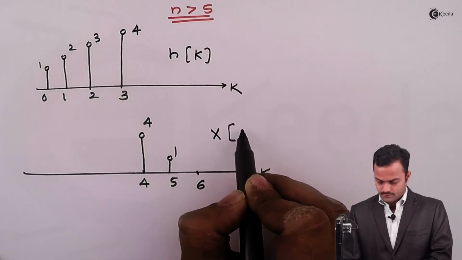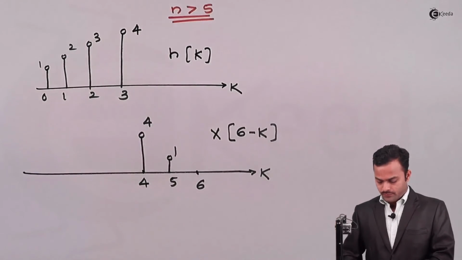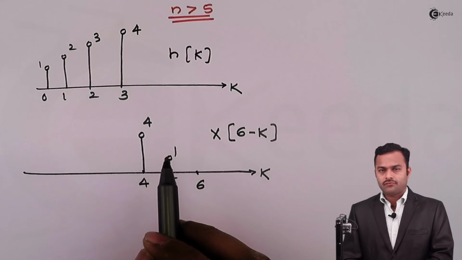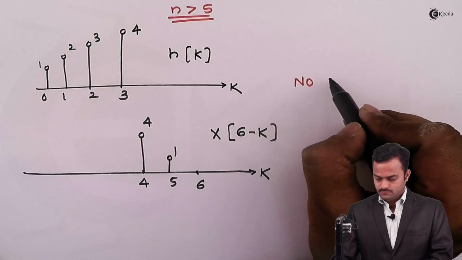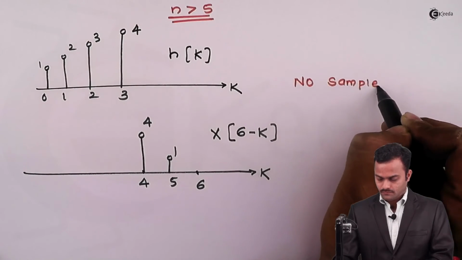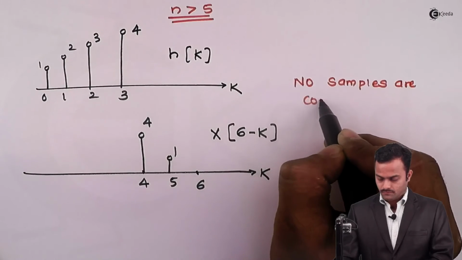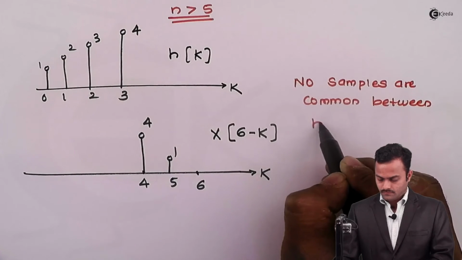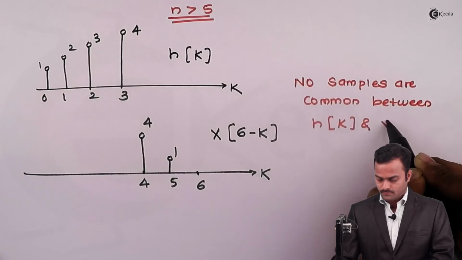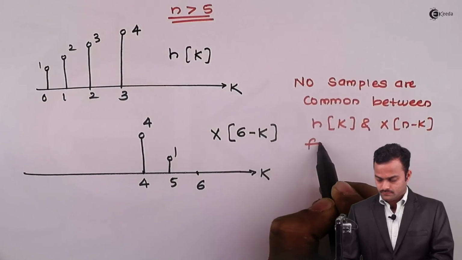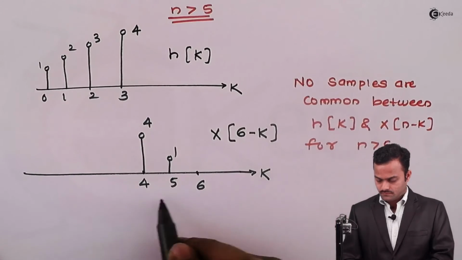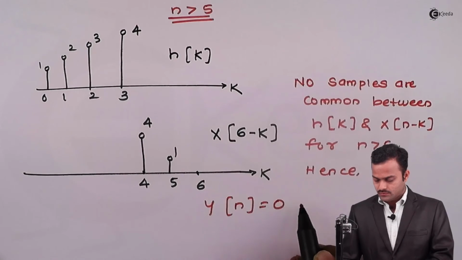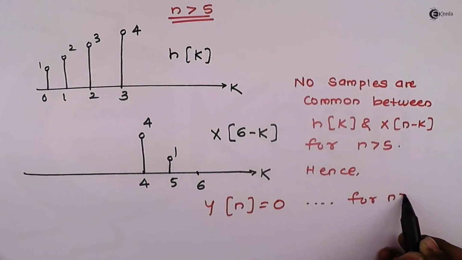So this is x of 6 minus k. So it's quite obvious over here. No samples common between these two signals for n greater than 5, hence y of n will be 0. I can say y of n is 0 for n greater than 5.